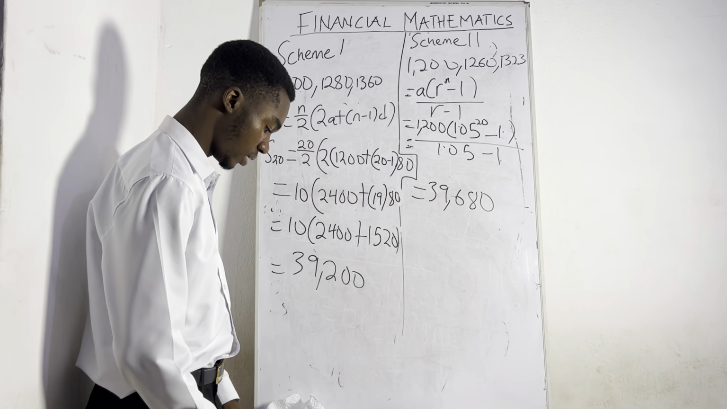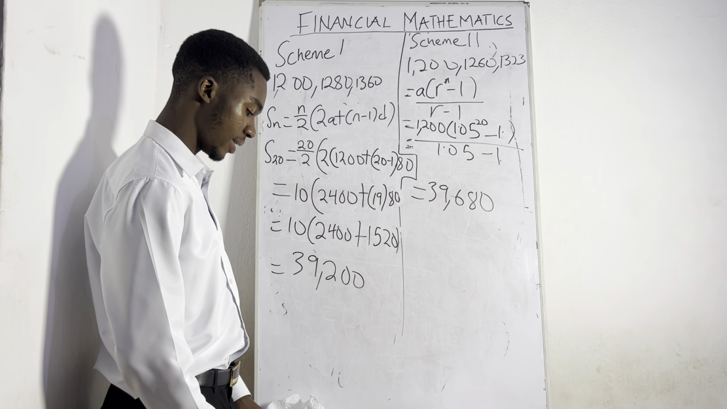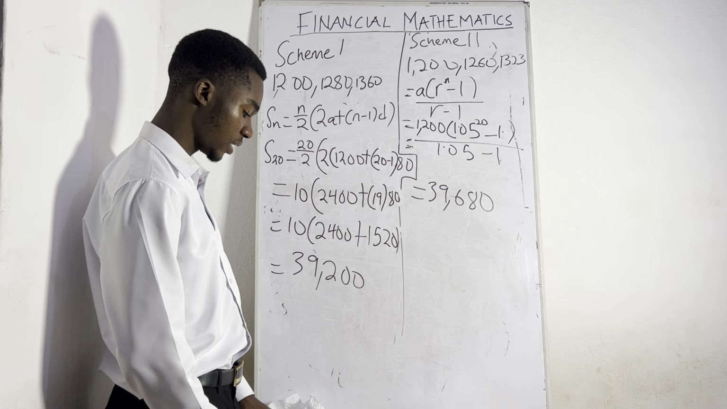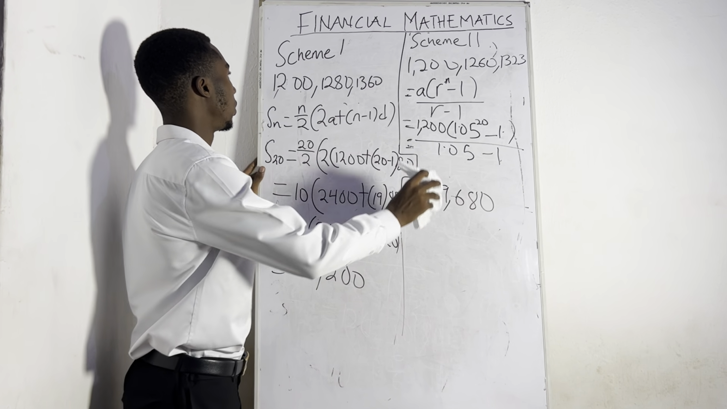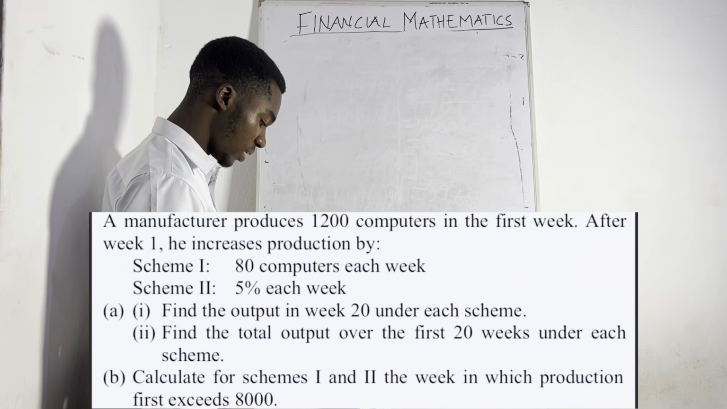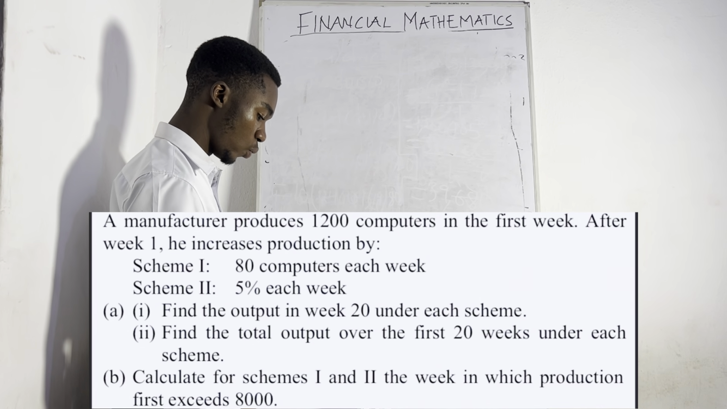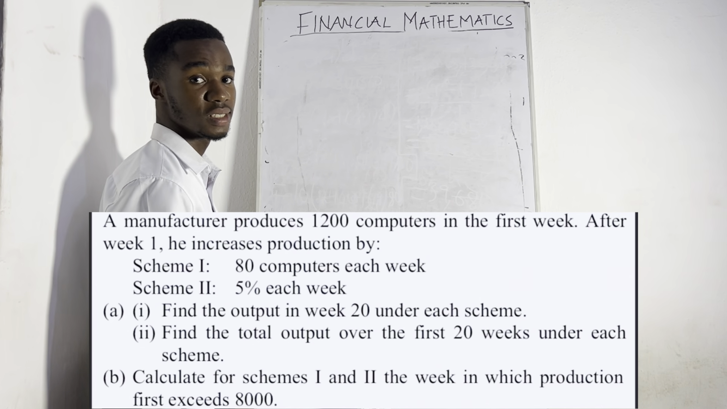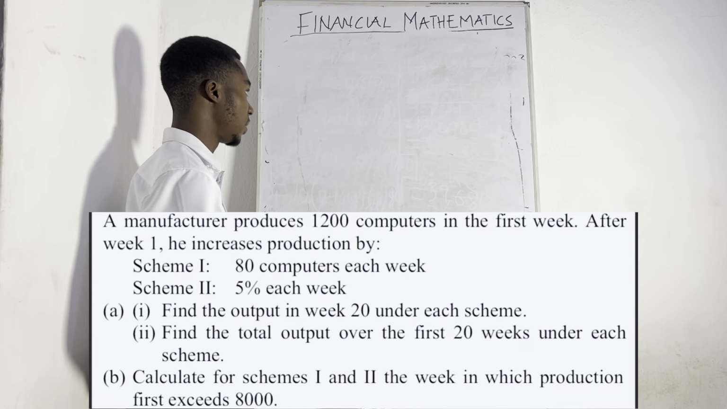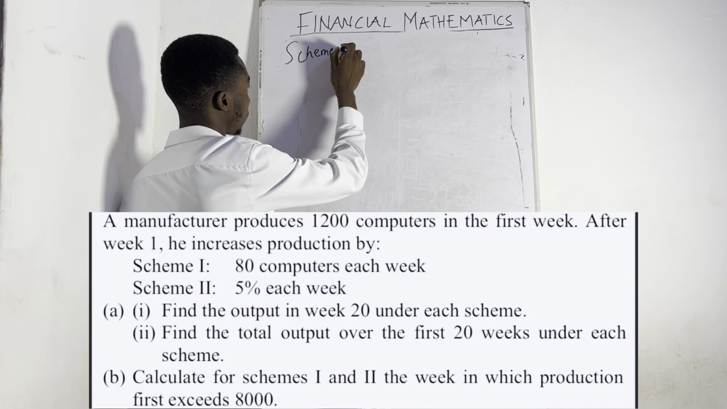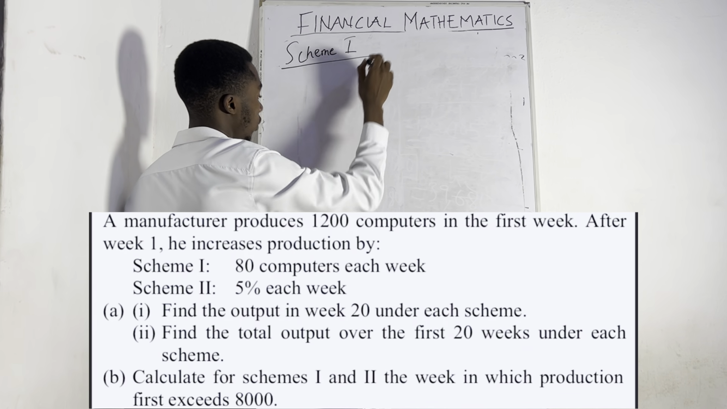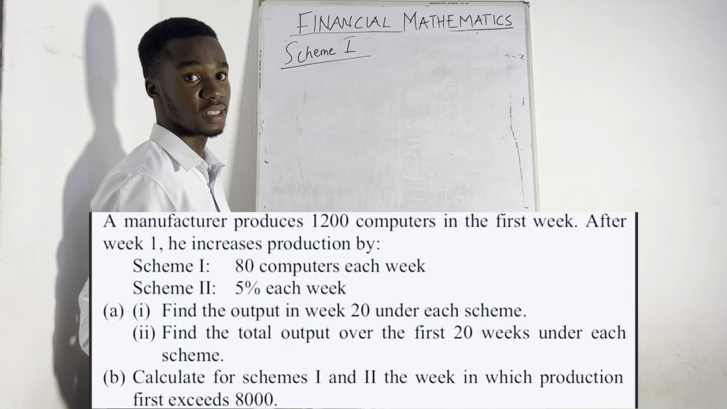The B says, calculate for schemes I and II the week in which production first exceeds 8,000. Alright, so let me clean the board so that we solve it. The B says, calculate for schemes I and II the week in which production first exceeds 8,000. You get it. So let's start with scheme I. So the week in which production first exceeds 8,000.